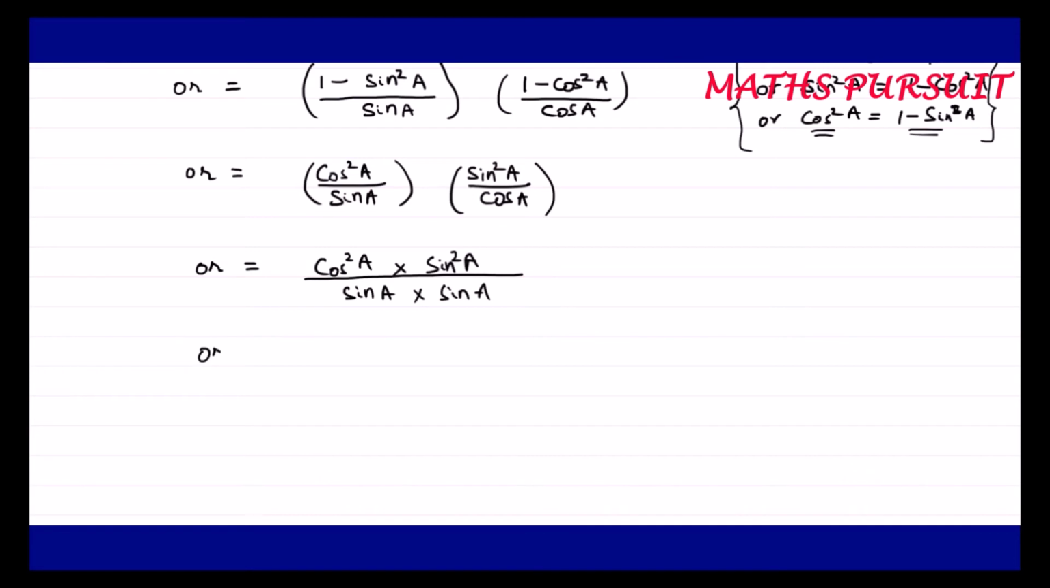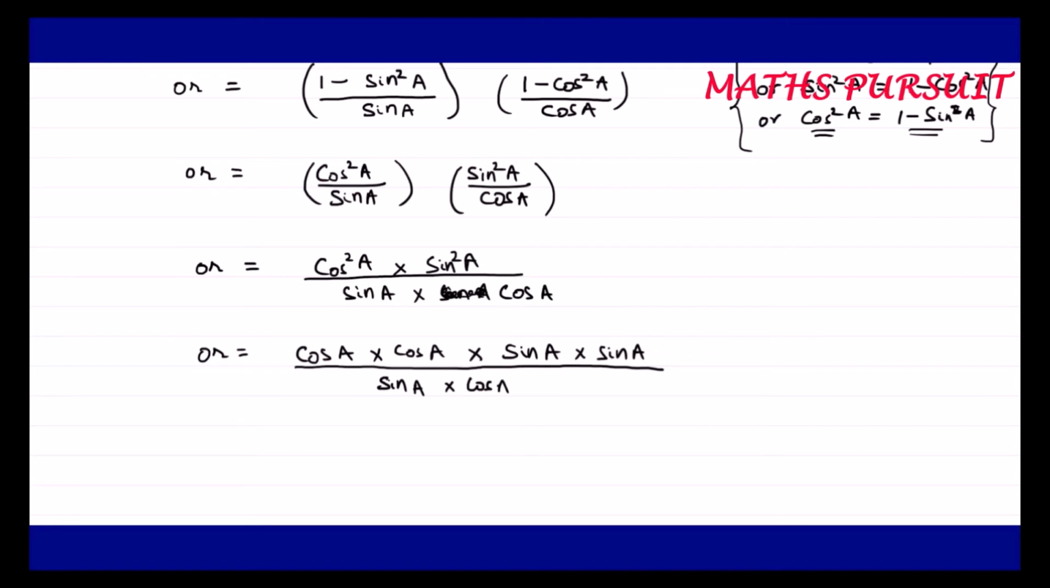Or that is equal to cos square a is nothing but cos a into cos a, into sine square a is nothing but sine a into sine a, upon sine a into, sorry guys, here it is actually sine a into cos a. This is wrong. Here it is sine a into cos a. So I can write here similarly sine a into cos a. Hope guys, till here we are pretty clear.